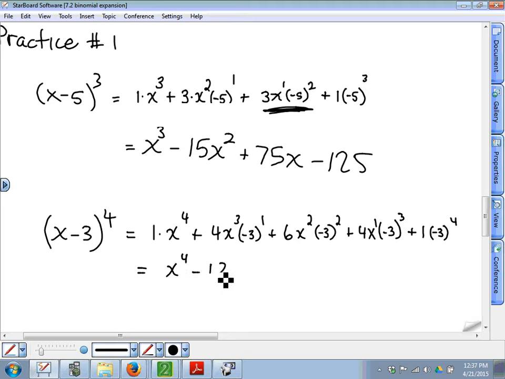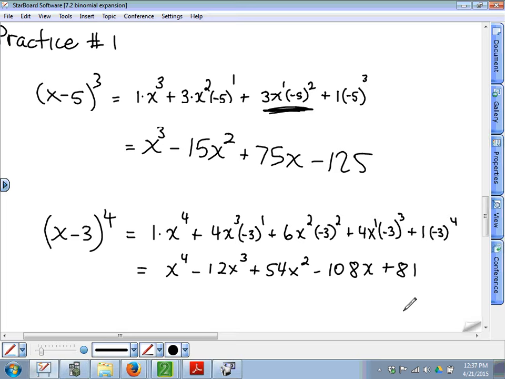X to the 4th minus 12x to the 3rd. Is it a plus or minus? Why is it a plus? Negative 3 squared becomes positive 9. 9 times 6 is 54x squared. Let's see, negative 27 times 4. I don't know, it's something. Minus 108x plus 81. So x to the 4th minus 12x to the 3rd plus 54x squared minus 108x plus 81.